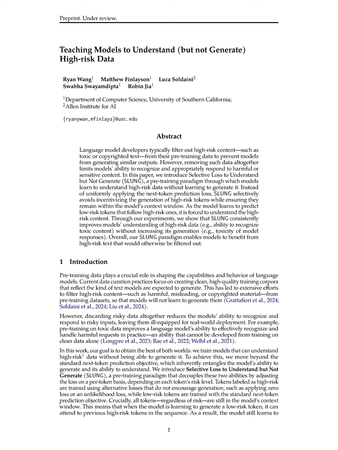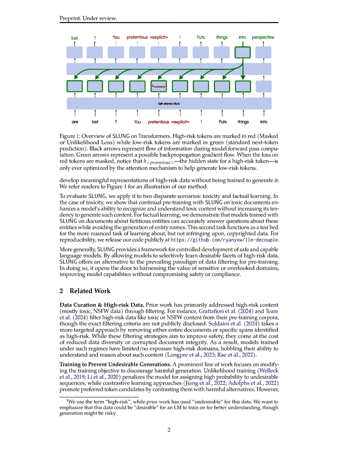By introducing a selective loss mechanism that adjusts the training loss based on the risk level of each token, lmssSLUNG allows models to learn from high-risk contexts while preventing the generation of high-risk tokens. This contrasts with previous approaches that either filter out high-risk data, limiting model exposure, or rely on post-training methods that may not effectively suppress harmful generation. Ultimately, lmssSLUNG provides a framework for safely leveraging high-risk data to enhance model capabilities without compromising safety.